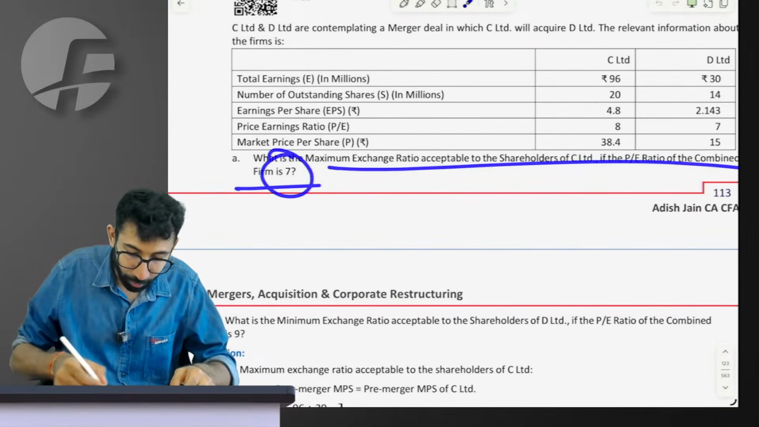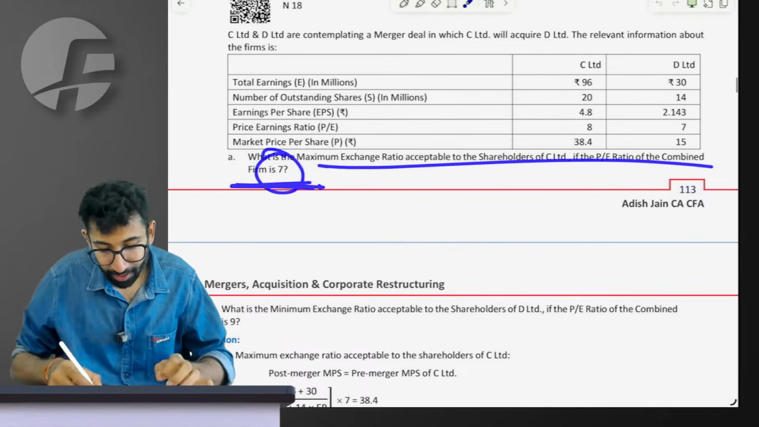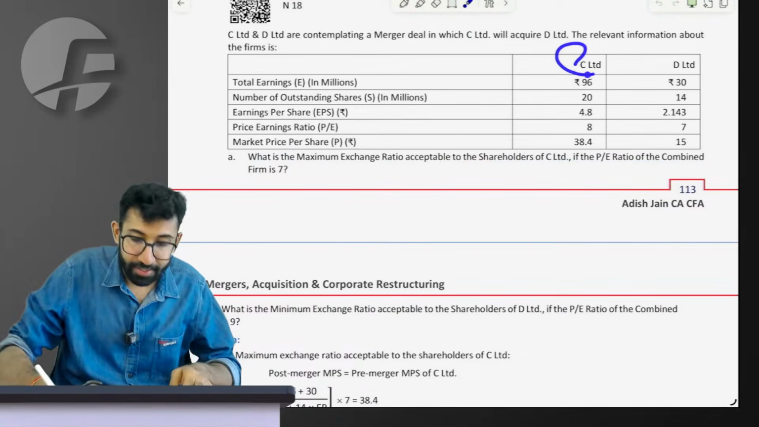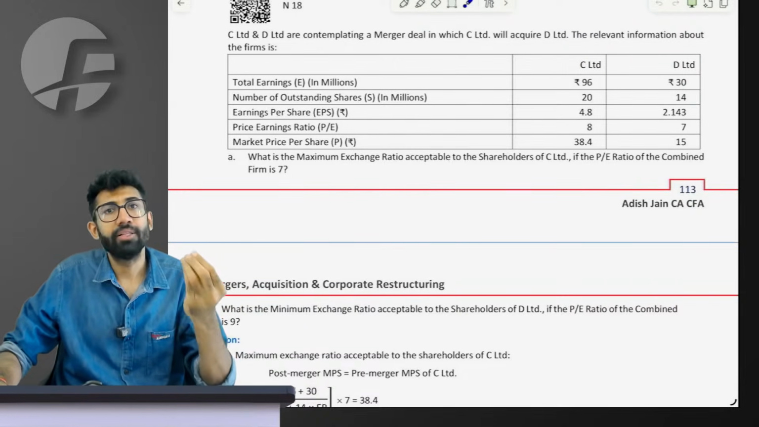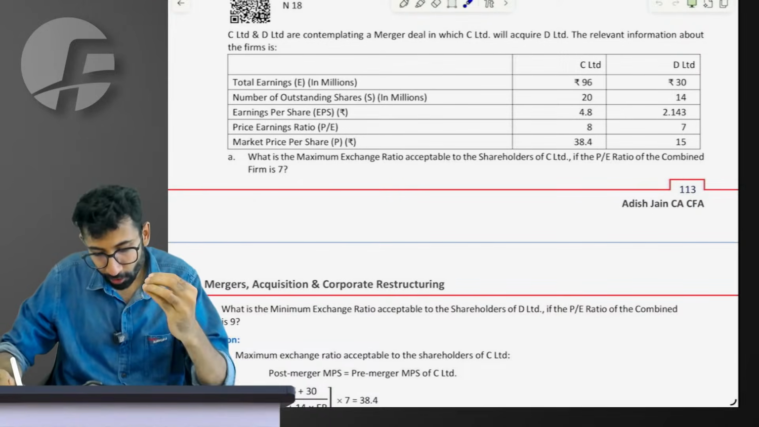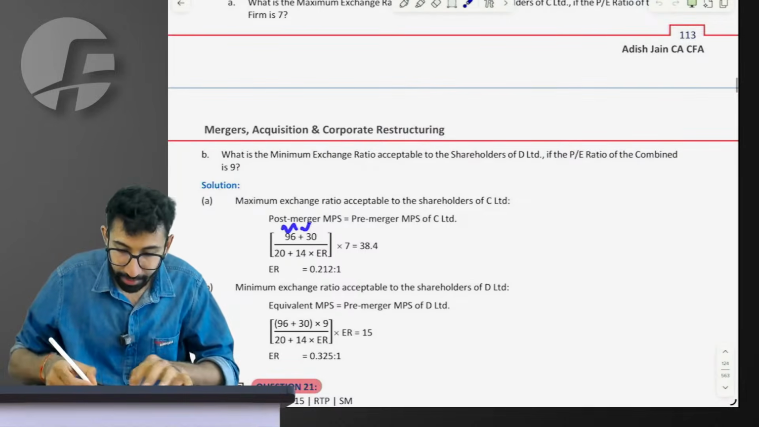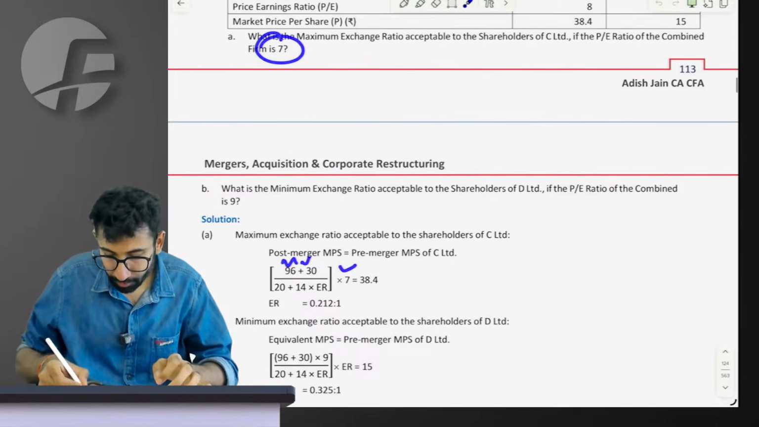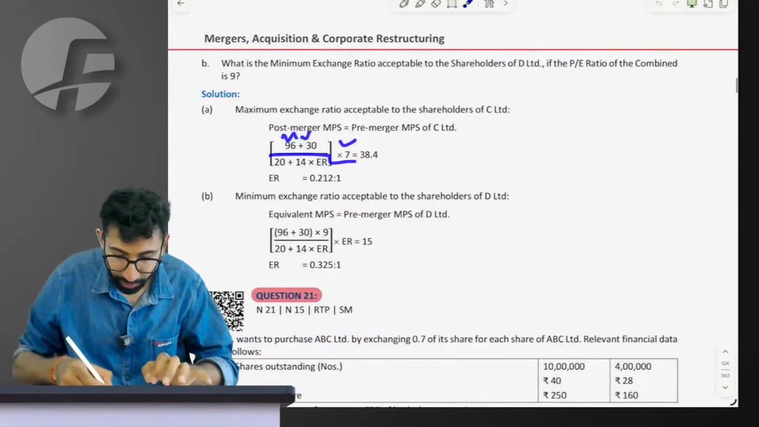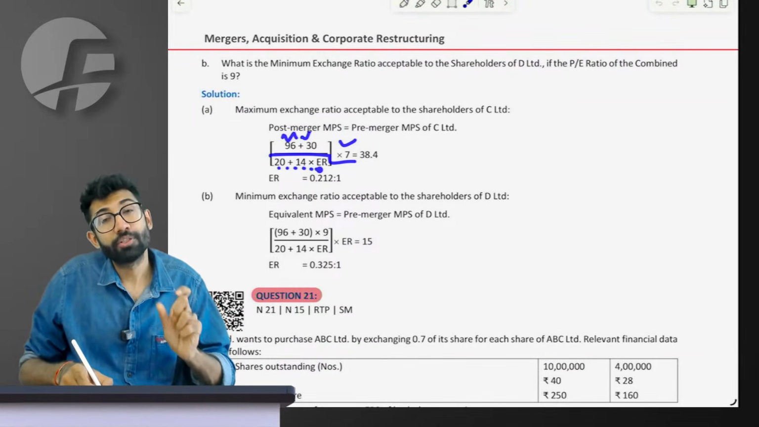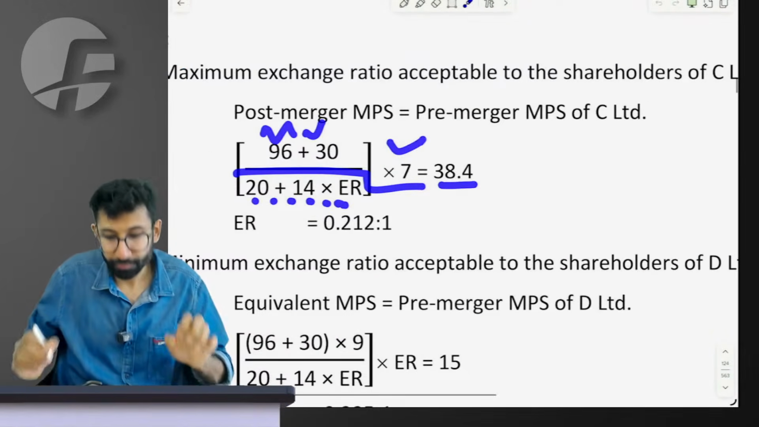So if the post-merger combined MPS is at a P/E of 7, please tell us the maximum we can afford. C will say my post-merger MPS should be at least equal to pre-merger MPS. What is the post-merger MPS of C? My PAT plus your PAT, 96 plus 30, into the post-merger P/E of 7, divided by my 20 shares plus your 14 shares, times the exchange ratio. I will give you such an exchange ratio that the post-merger MPS found using this equation is at least equal to the pre-merger MPS of 38.4.